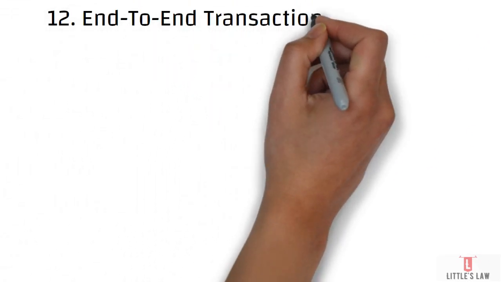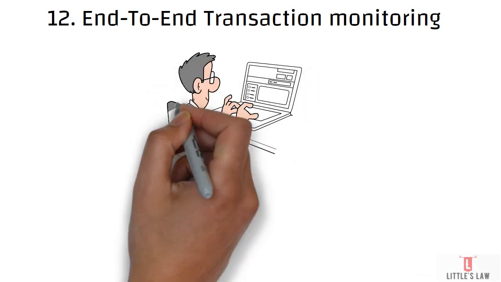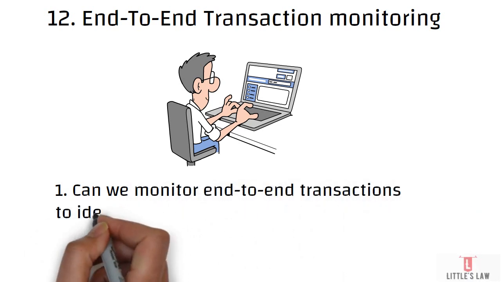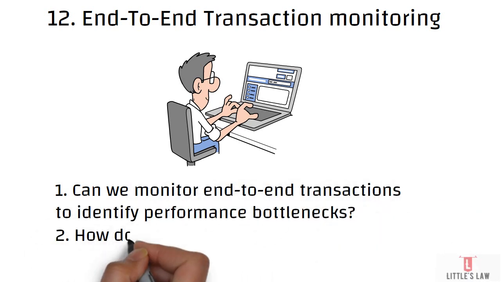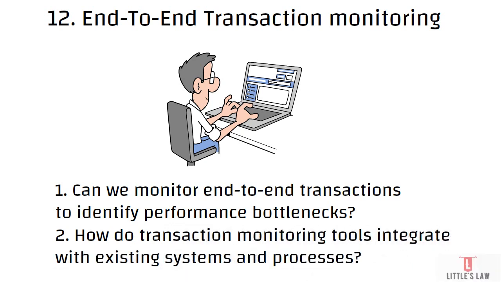And then let's move on to the next question, which is the end-to-end transaction monitoring. This question has to be asked for your monitoring. Can we monitor end-to-end transactions to identify performance bottlenecks? Or what are the tools? For example, what kind of APM tools are you integrating with your testing? Do you have any APM tools like Dynatrace or AppDynamics that are part of your testing? Because if you are ready with the tool that is going to be part of your testing, then you're always good.